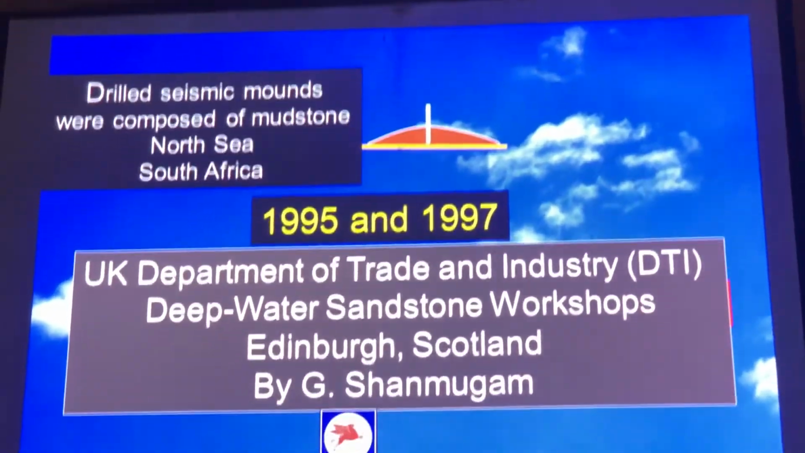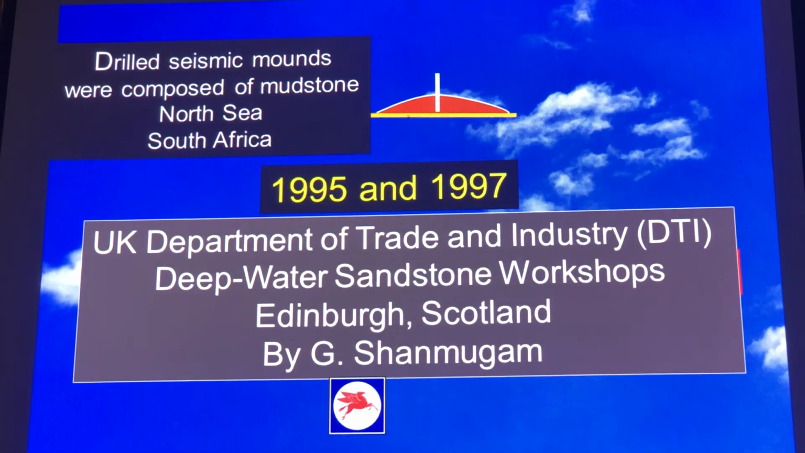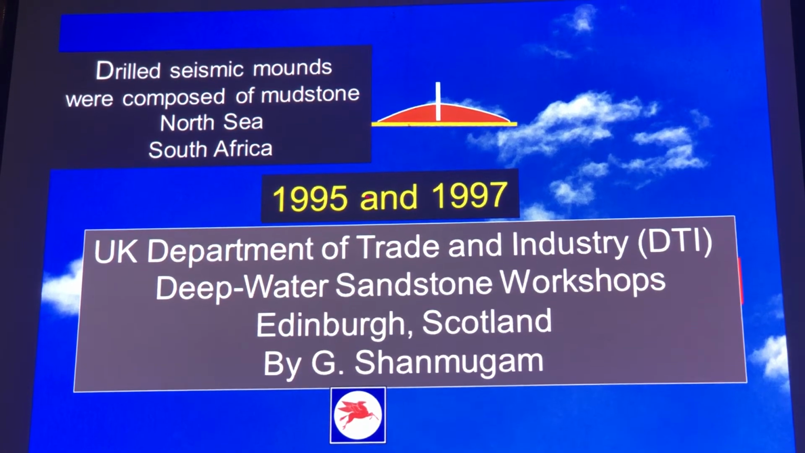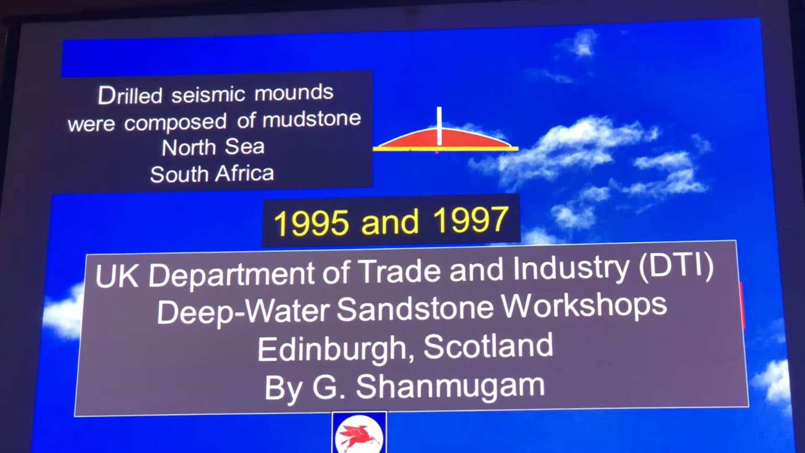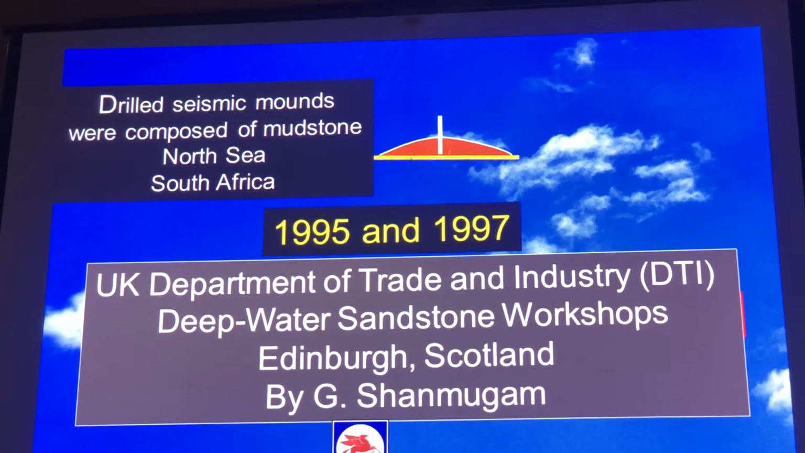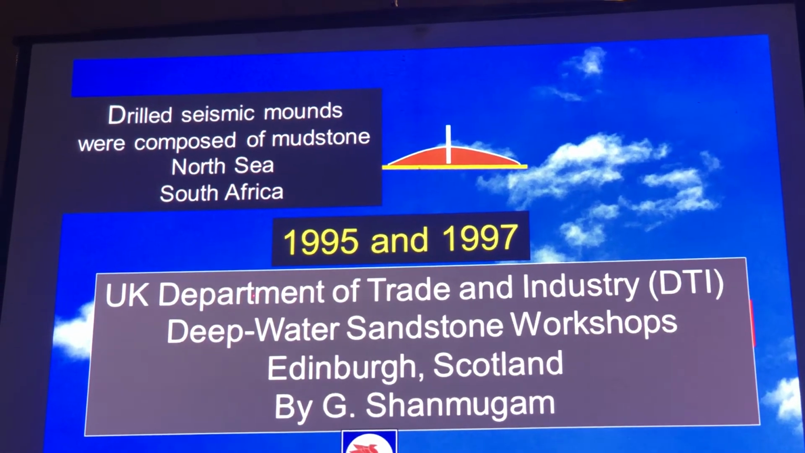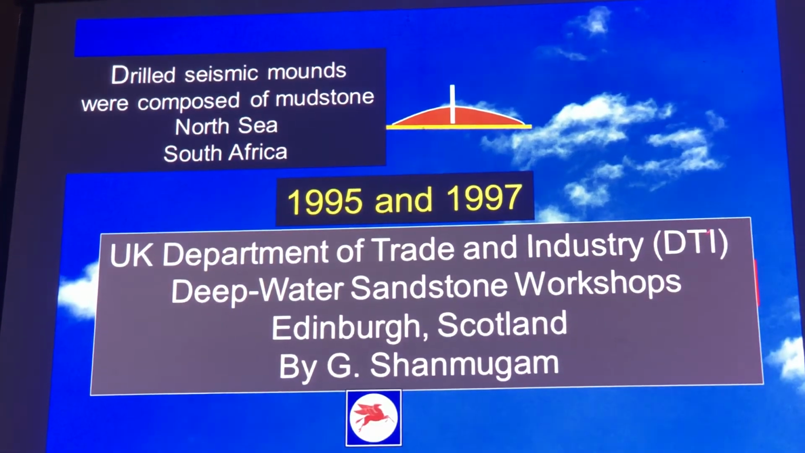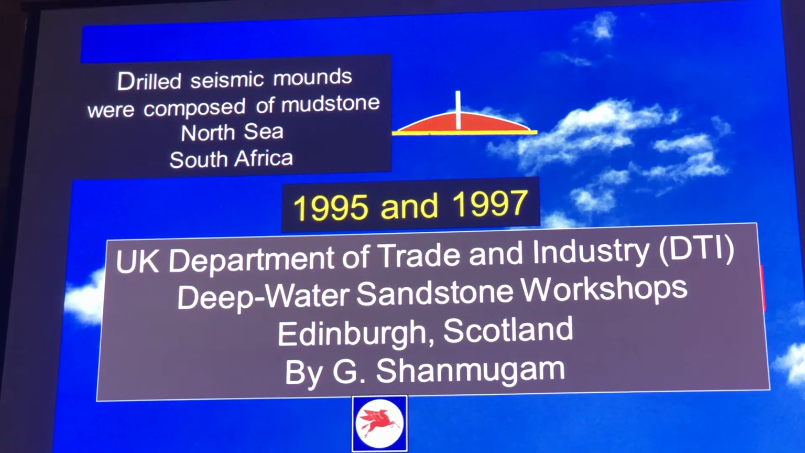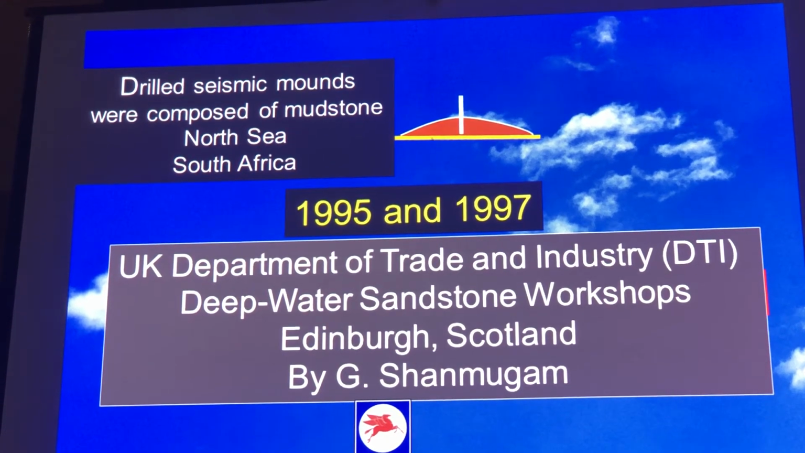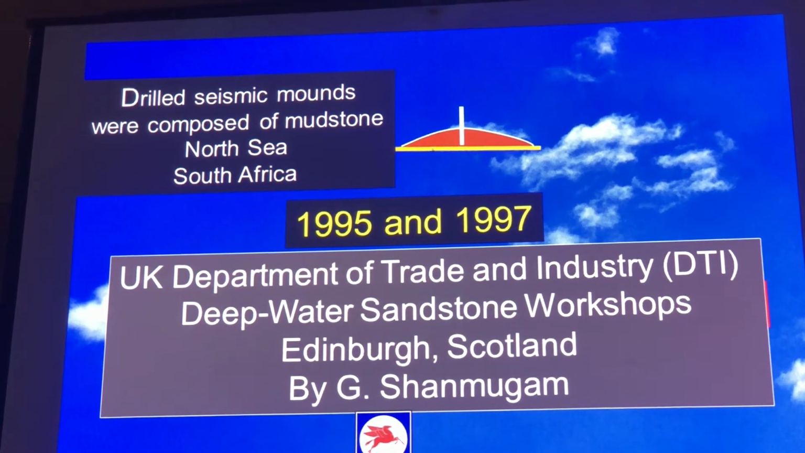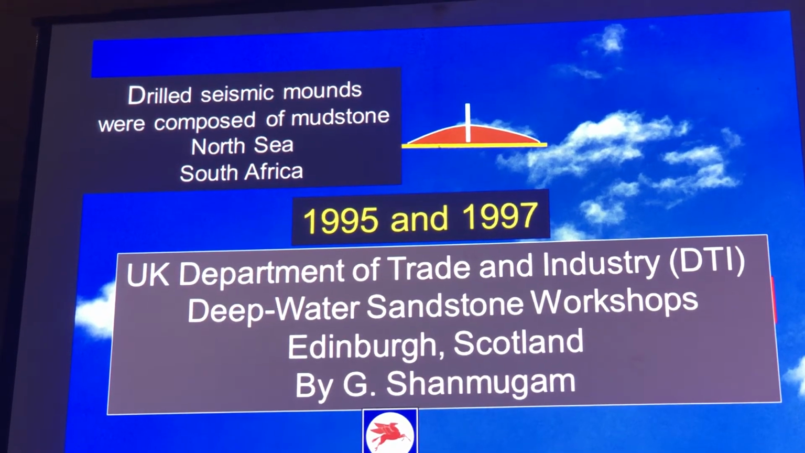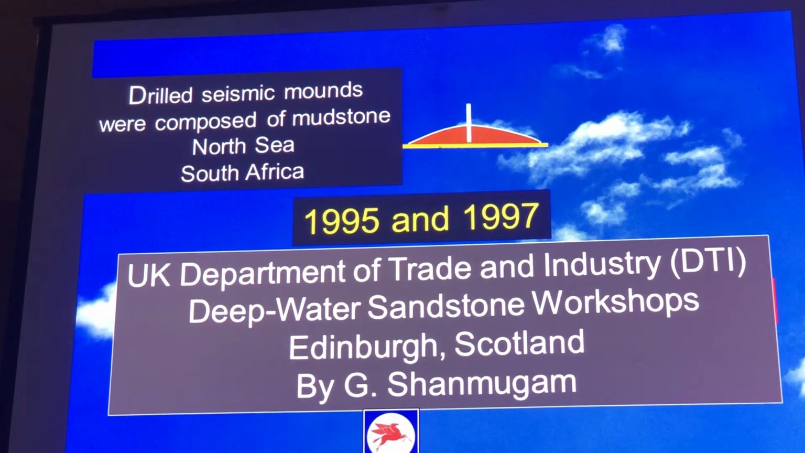At the same time, oil companies in England were drilling mounds in the North Sea, and they were coming up with mudstone. This got the attention of the UK government. They have the UK Department of Trade and Industry, called DTI. The head of the DTI was one John Brooks at the time. He wanted to know what happens here, so he asked Mobil to come and present their results.